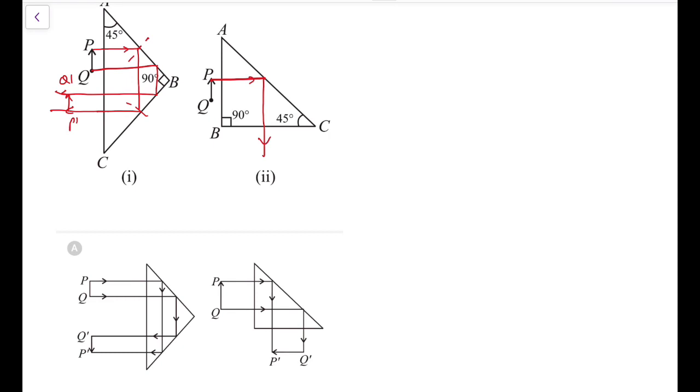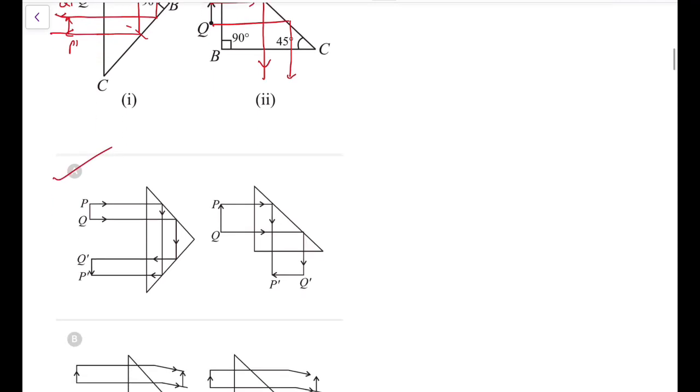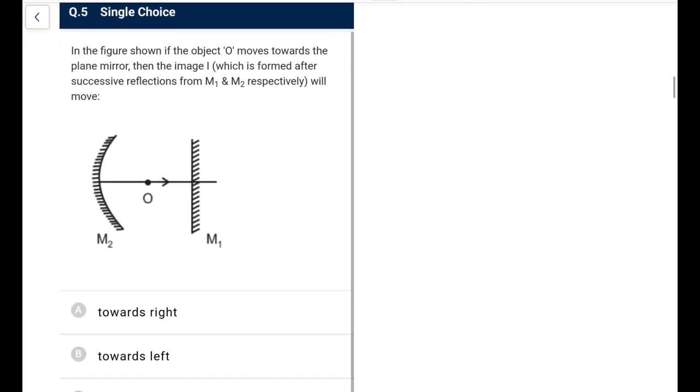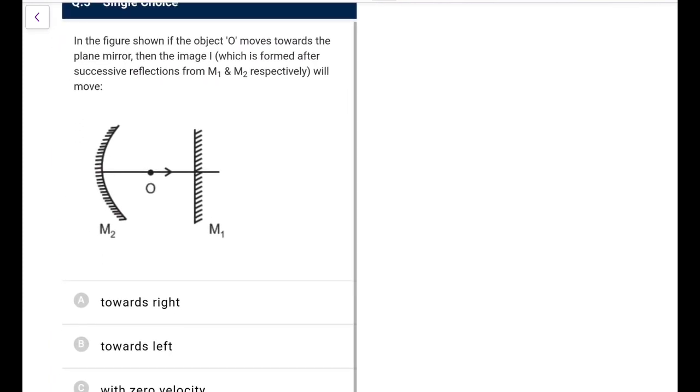So here it will be turned by 90 degrees, and here that was turned by 180 degrees. So it would be the case like this. This is how you will get the P dash Q dash thing. So as per this, only option A is correct. Okay, so this is the Porro prism, basically what you call. You have such figures in your NCERT as well.